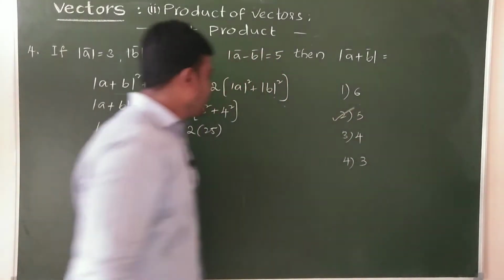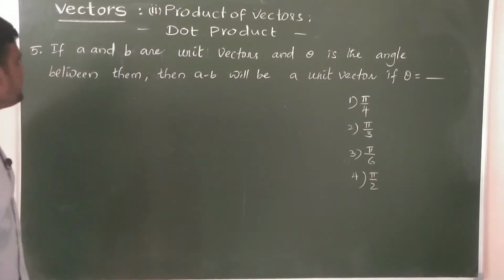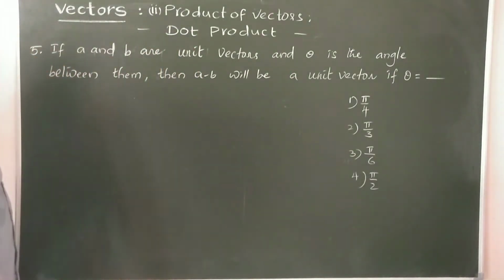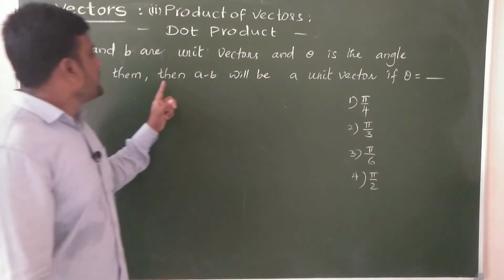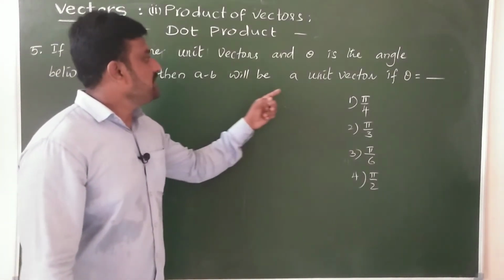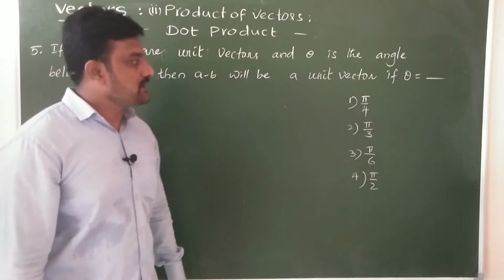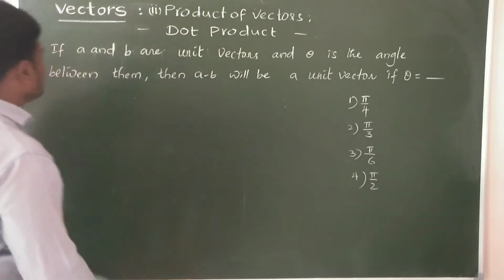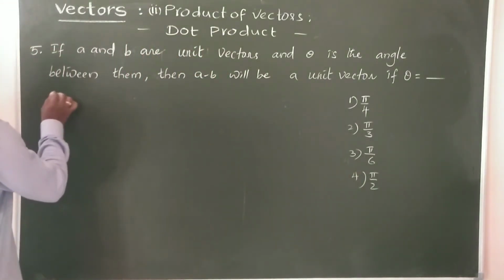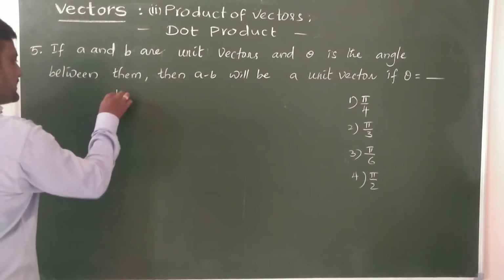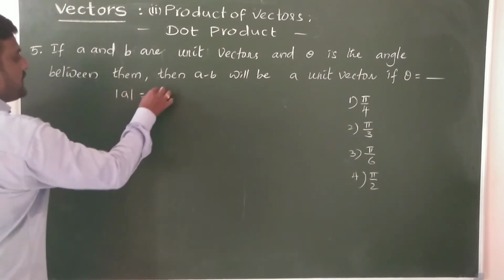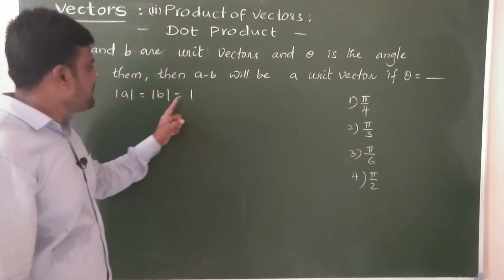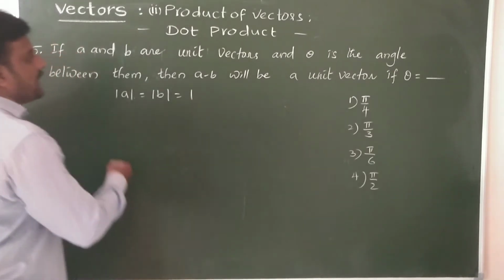Option is second one. Now the question is: if A and B are unit vectors and theta is the angle between them, then A minus B will be a unit vector if theta equals what? 45 degrees, 60, 30 or 90. Let us check. Now A and B are unit vectors. First of all, A and B are unit vectors, that means modulus of A and modulus of B are 1.